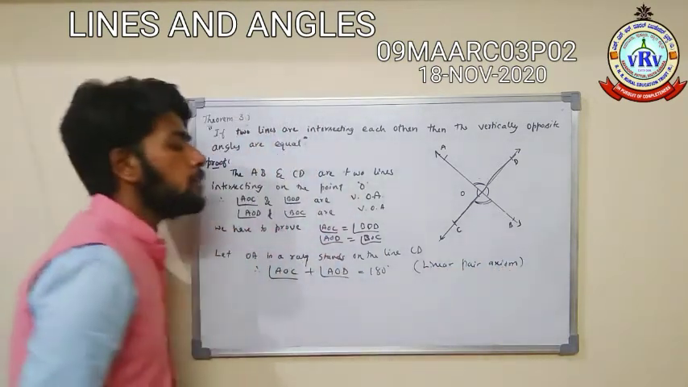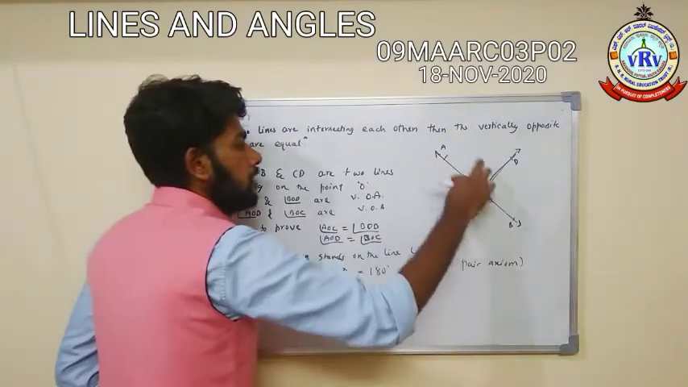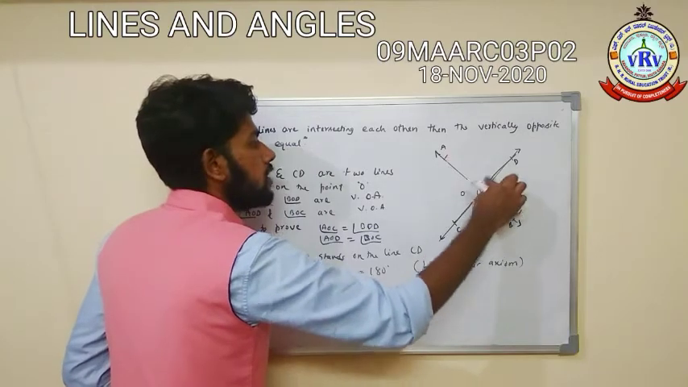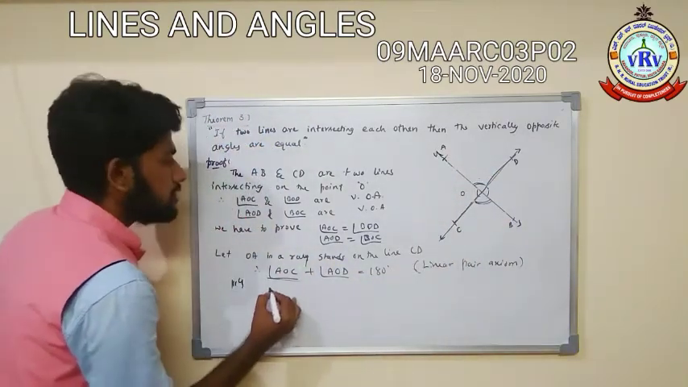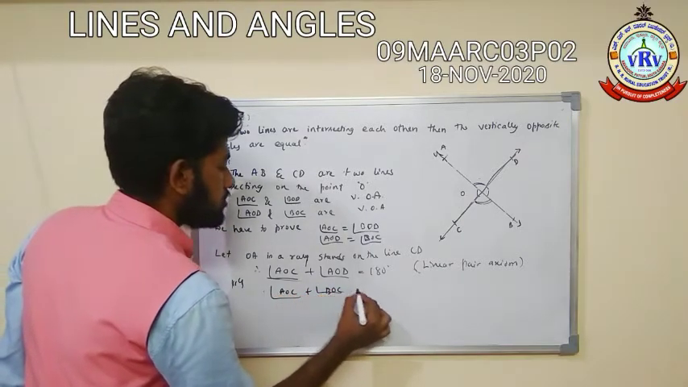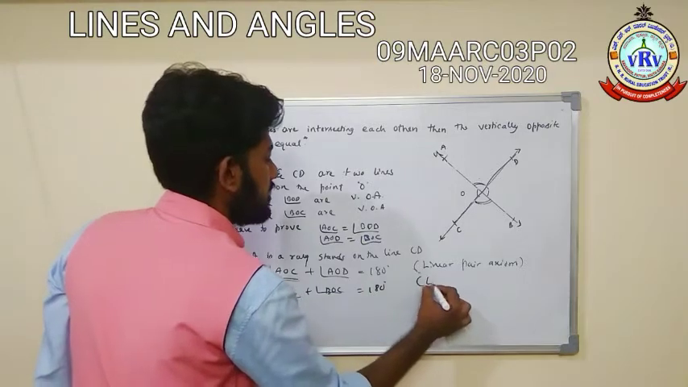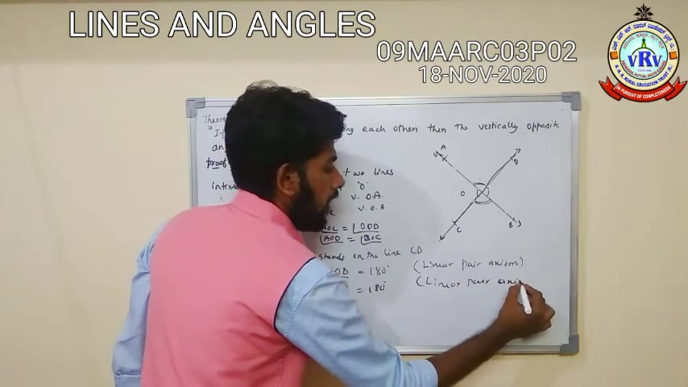Because of the axiom, depending on the linear pair, this angle AOC plus this angle AOD sum is equal to 180. Similarly, I can say angle AOC plus angle BOC is equal to 180 degrees. I am giving the reason: linear pair axiom.